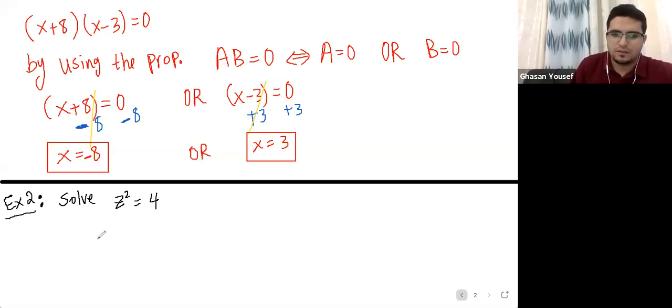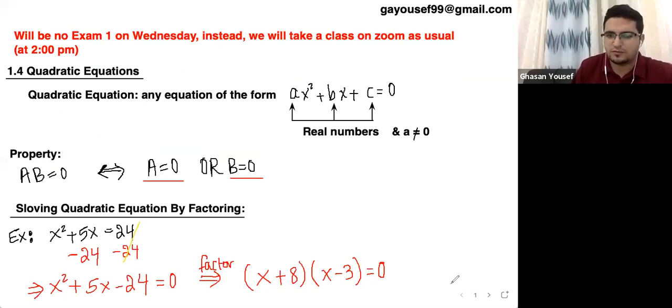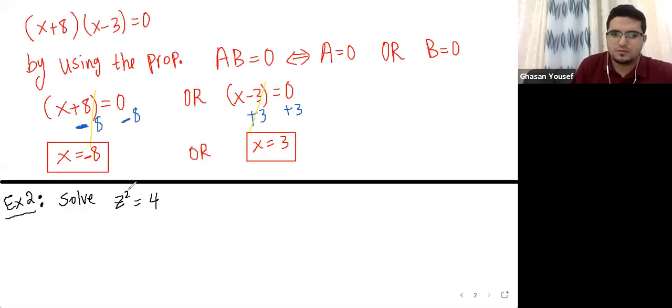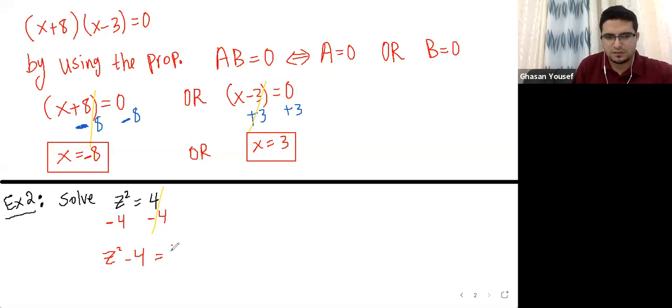Like I said, we have to move everything to one side. Then we have to factor. What should we do here? Exactly, Matthew. Z square minus 4. So we have to subtract 4 from both sides, because I want to move the 4 to the other side. So 4 minus 4 is 0. Now I get z square minus 4 equals 0.